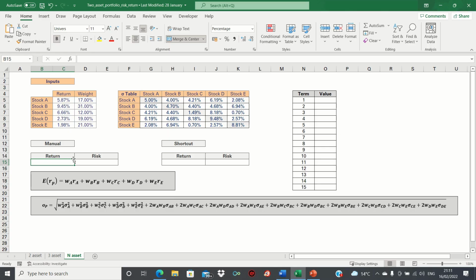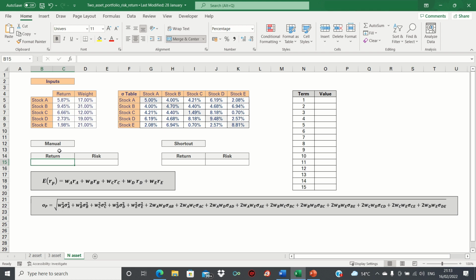Hi and welcome to this video where I'll show you how to calculate the expected return and standard deviation of an N asset portfolio in Excel. In this video I'll show you both the manual way as well as a quick Excel shortcut you can use to calculate these figures instantly.